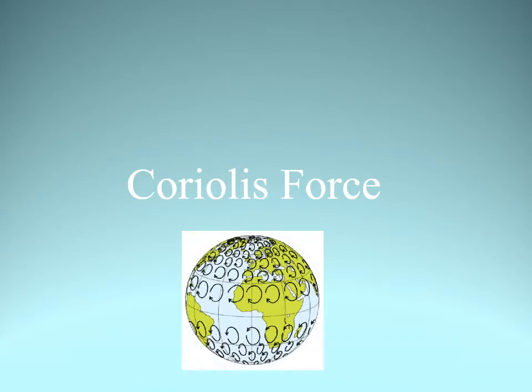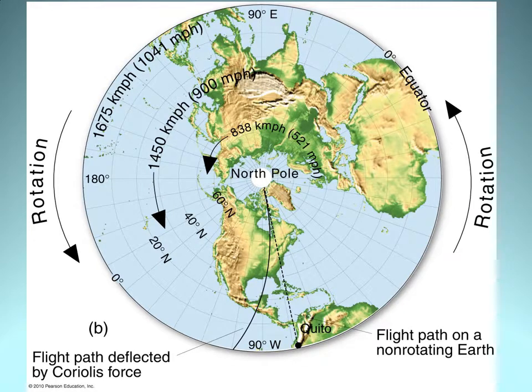Now, when wind moves across the Earth over long distances, because the Earth is rotating, we get something called the Coriolis force. Coriolis force is kind of hard to explain. That's why I've posted some videos on Canvas to help you understand the Coriolis force a little bit better. Essentially, the Coriolis force is there because the Earth rotates. Let's look at an example here.